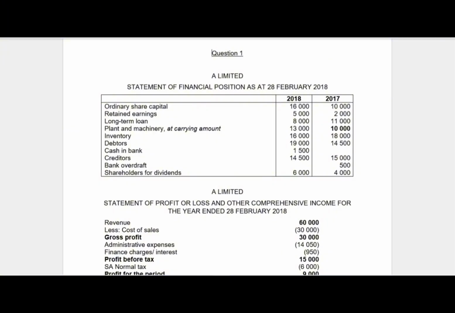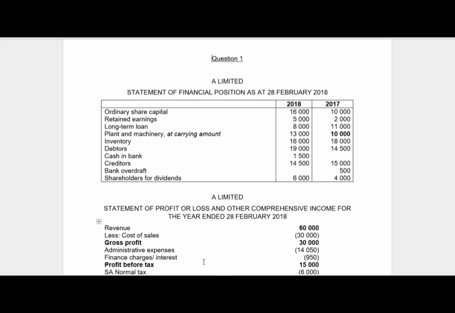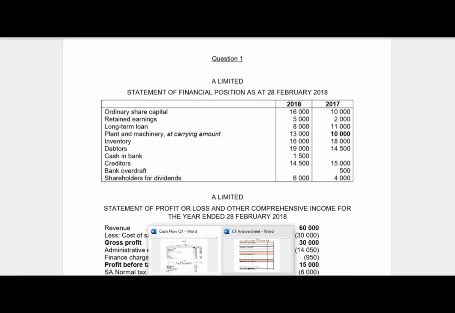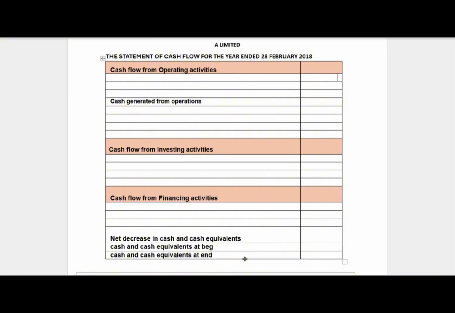Today I'll be helping you with the cash flow statement, how to prepare the cash flow statement. So here is the question. Without any waste of time, let's go through the question, and I've also prepared an answer sheet on how we are going to answer this question. So this is the answer sheet.